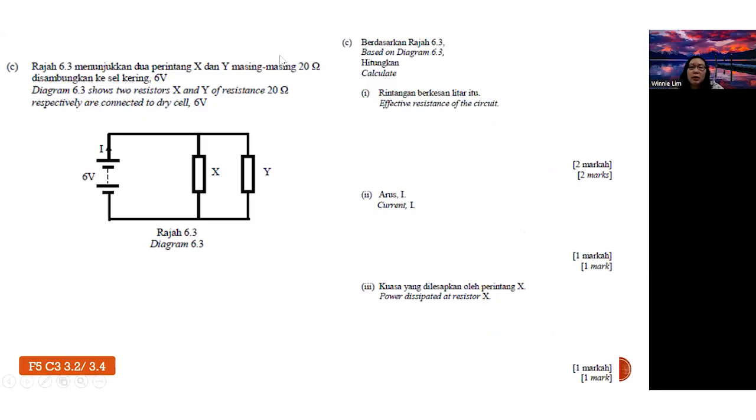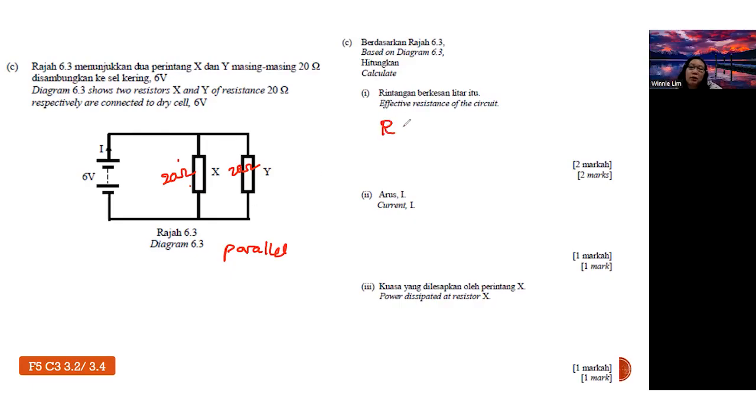Moving on, we have a calculation question on problem solving. Calculate the effective resistance of the circuit. Diagram 6.3 shows two resistors X and Y, each of resistance 20 ohm, connected to a 6 volt dry cell. Label first: this one is 20 ohm, this one also 20 ohm. This part is under the concept of parallel circuit and series circuit. These two resistors are arranged in series or parallel? You learned this in lower form also, so you are supposed to know how to calculate the resistance.